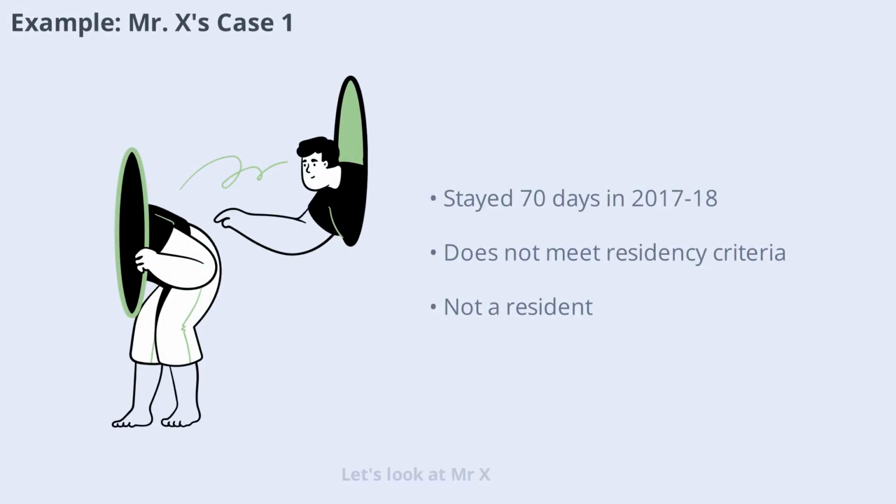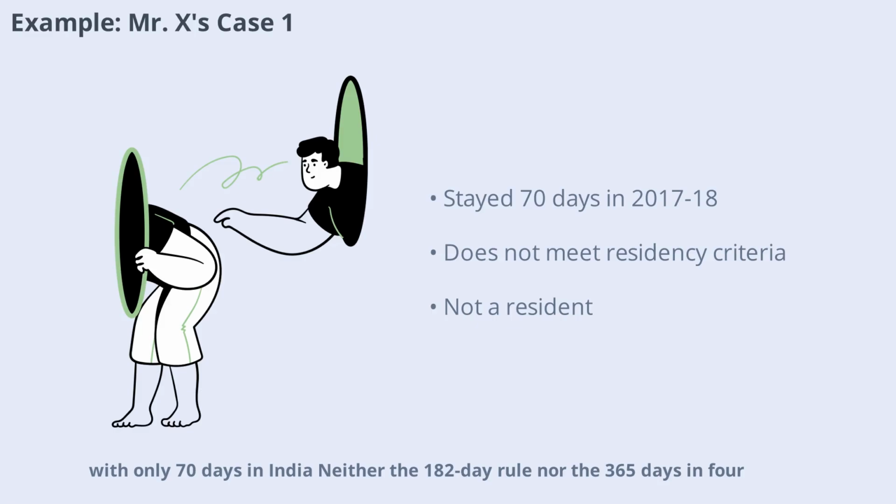Let's look at Mr. X, an American citizen who comes to India for the first time in 2013-14. Over 5 years, his days in India are 55, 60, 90, 150, and 70. For assessment year 2018-19, the relevant previous year is 2017-18, with only 70 days in India. Neither the 182-day rule nor the 365 days in 4 years plus 60 days in the relevant year is satisfied. Therefore, Mr. X is not a resident for tax purposes.